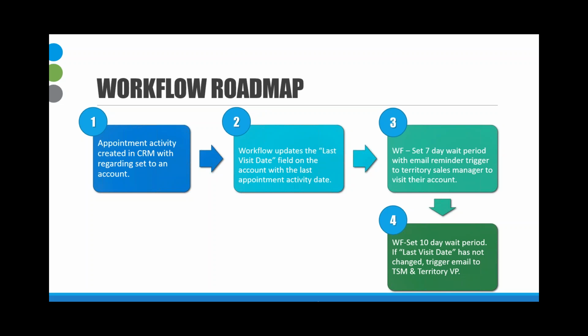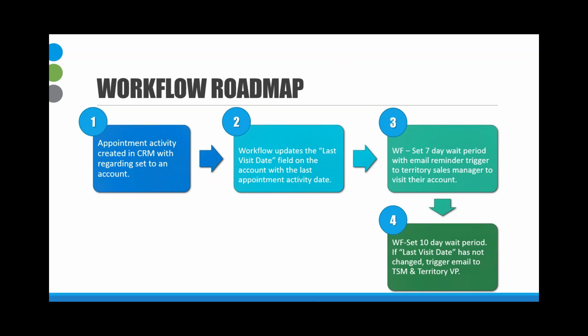So the first step is that an appointment activity is created in CRM with the regarding set to that particular account. Then the workflow will update a field on that account called last visit date with the date of the appointment activity. Then the workflow will wait for 7 days, and if the last visit date field does not change within that period, it'll send out an email reminder to the manager to say, hey, you need to visit this account. It's been past 7 days.